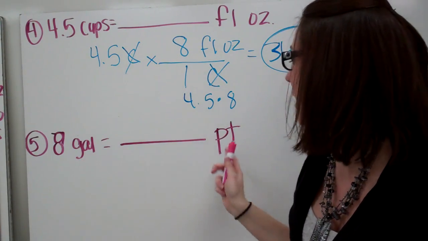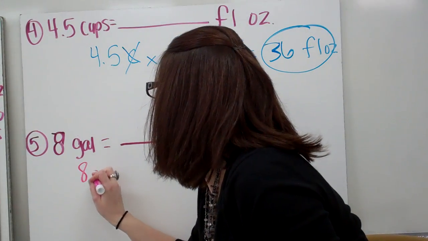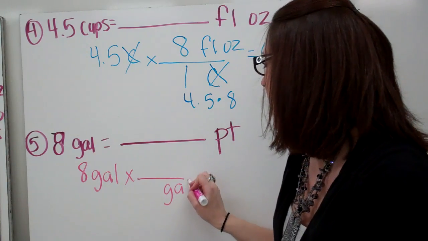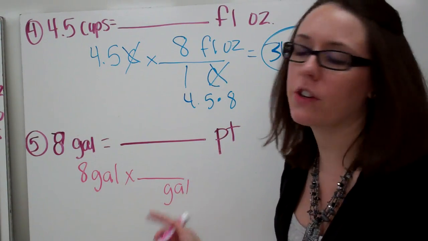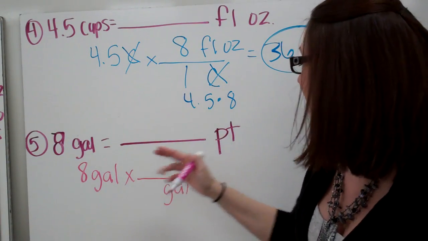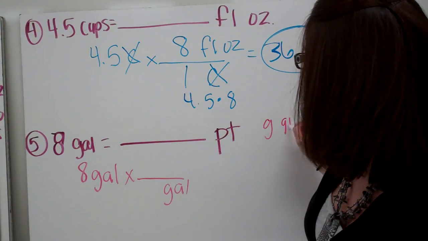This time we're going from gallons to pints. So we're going to start with 8 gallons. And we're going to multiply that by a ratio that has gallons. But we don't know how many pints are in a gallon. So what can we go to that's in between a gallon and a pint? What is in between a gallon and a pint? Well, we can use quarts.